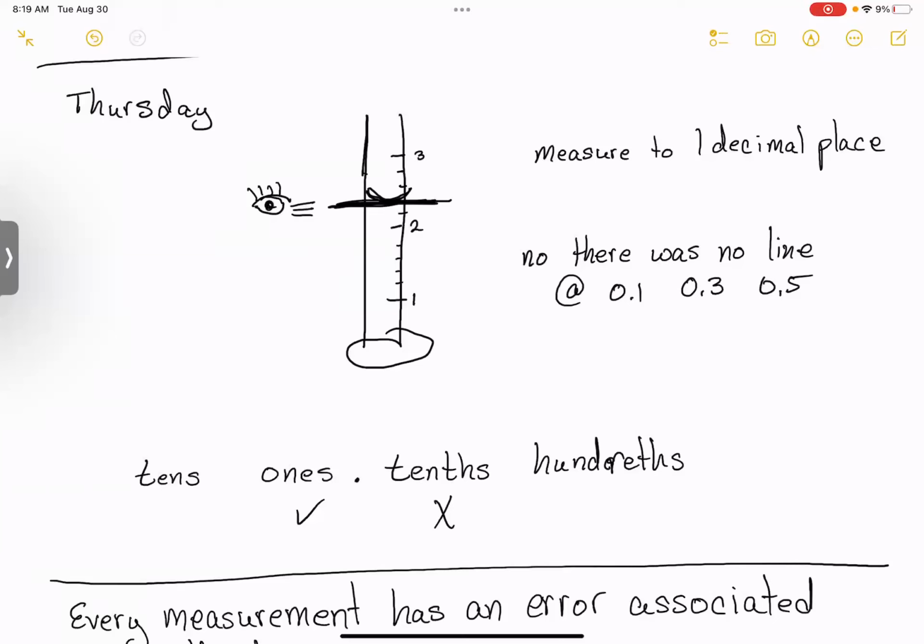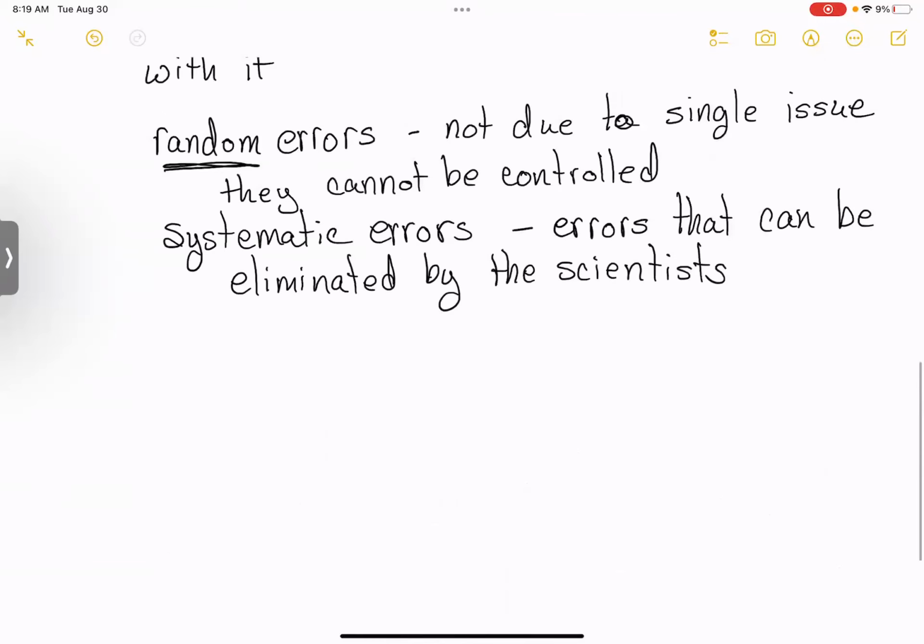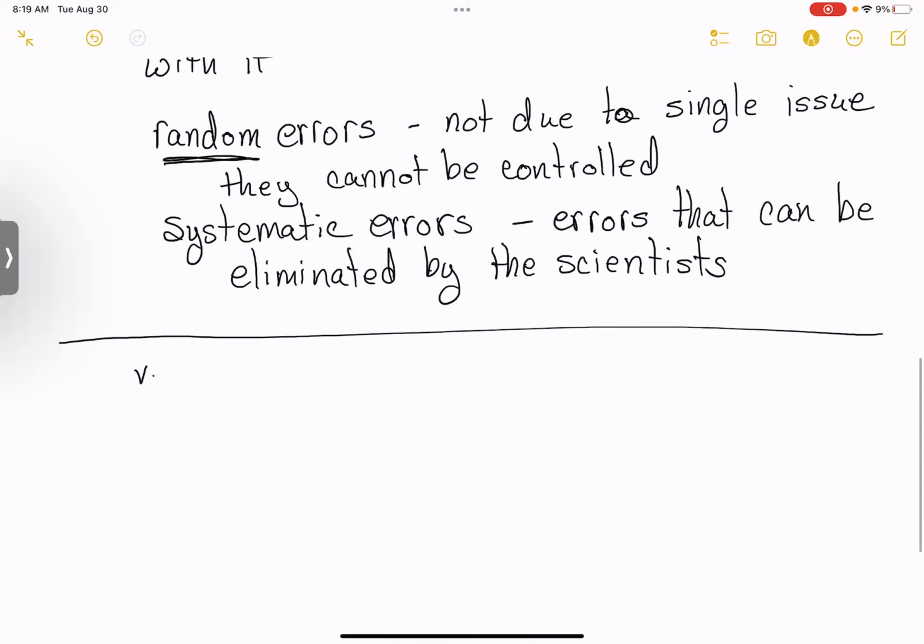Now, to let people know that we have an error, we'll record our value plus or minus an uncertainty.